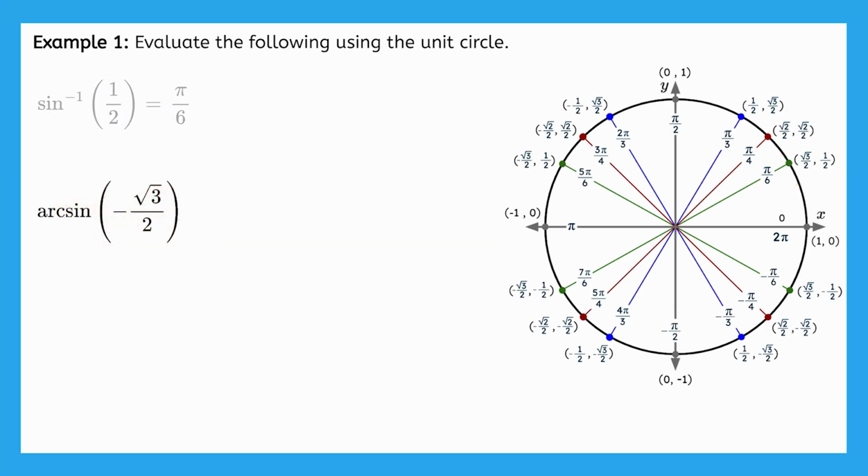Now let's evaluate arc sine of negative square root of 3 over 2. Try it out on your own. Make sure you have your unit circle reference sheet with you. Pause the video now.